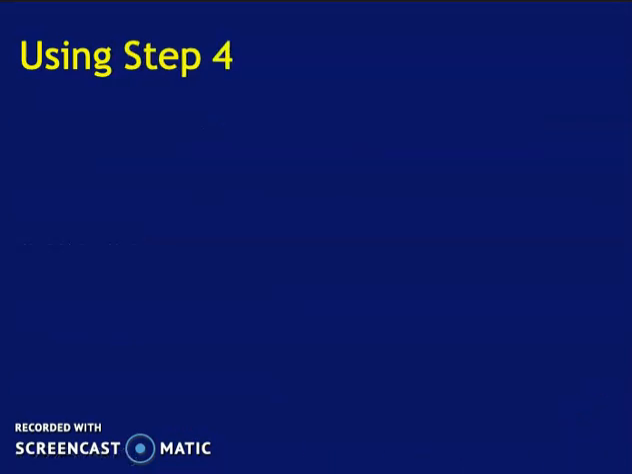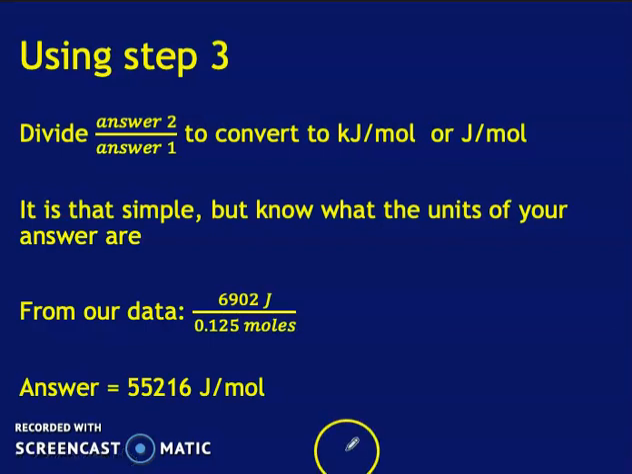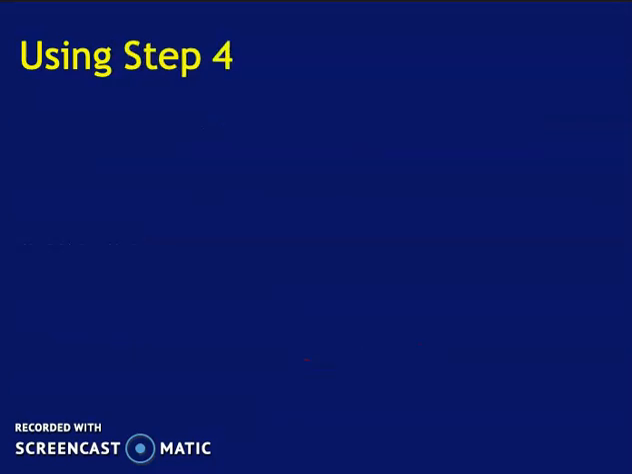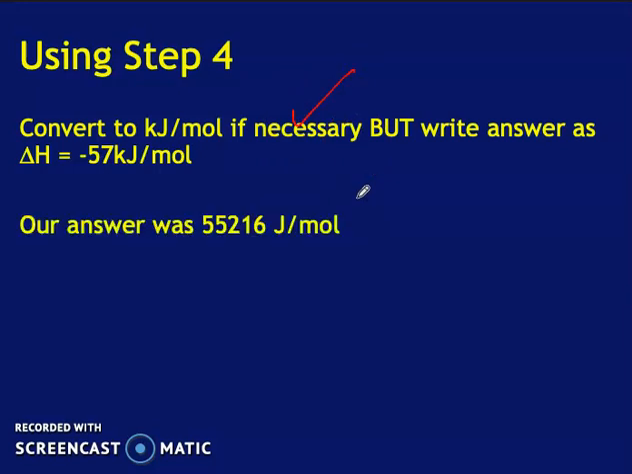This is going to ensure that we now have to do something in our step number 4. So step number 4, finally, the words say convert to kilojoules if necessary, which for us right now it absolutely is, and we have to write our answer in a very particular way. So our answer was 55216 joules per mole. To convert it to kilojoules per mole, I'm hoping you're all shouting at the screen that you need to divide it by 1,000. So when I divide it by 1,000, I end up with 55.2 kilojoules per mole.